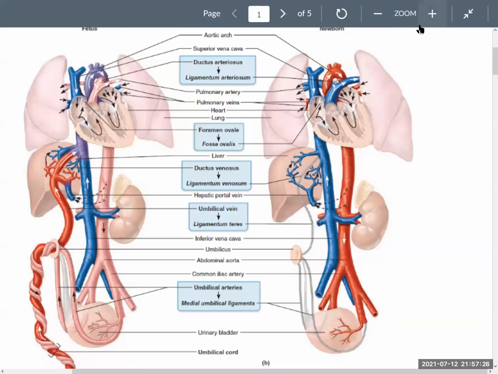Charlie, I have one question now, actually. Okay. The ligaments that are left over after, like, the ductus arteriosus collapses at birth, do those have any function that we should know? No. Or scar tissue? No, they're just scar tissue. Thank you.